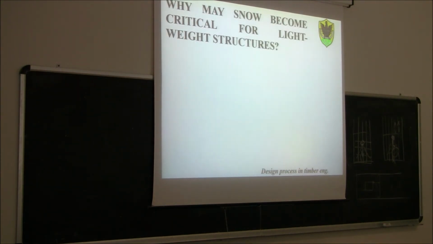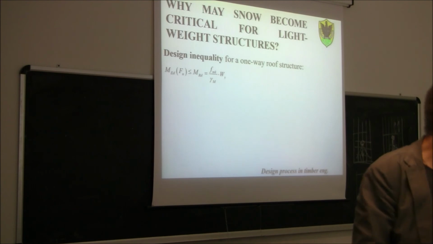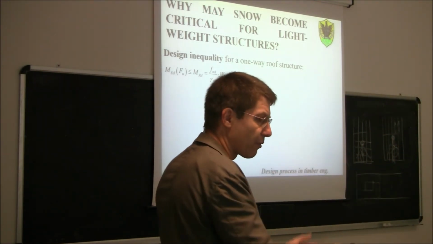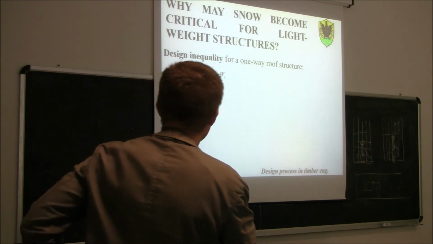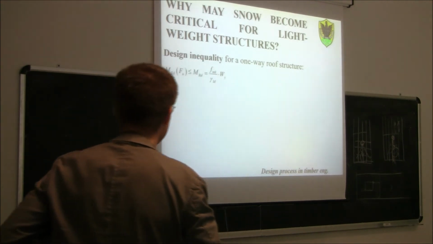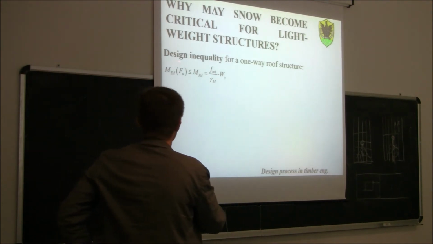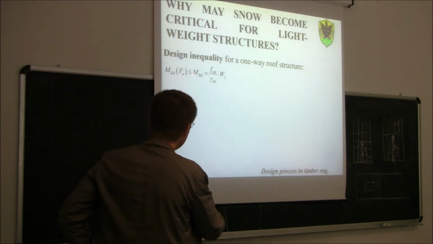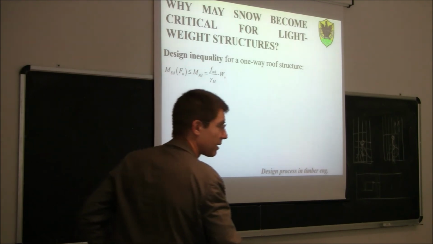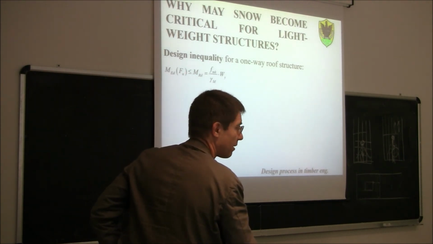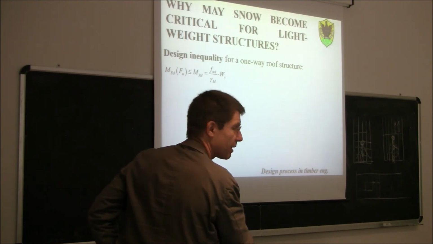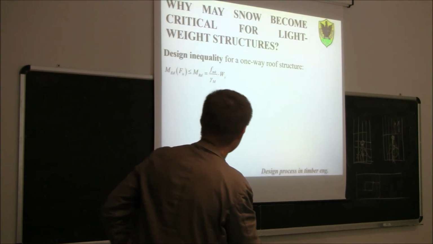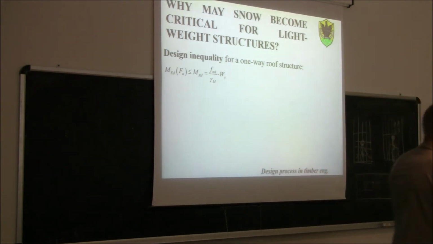So why may snow become critical for lightweight structures? Suppose that you are going to design a one-way roof structure, just to simplify. So, there will be, for sure, a number of beams, and the design inequality for a one-way roof structure will be something like this. The bending moment demand due to the load condition at ultimate state shall be lower than or equal to the bending moment capacity. Bending moment capacity, in general, now forget about k_mod and k_depth.